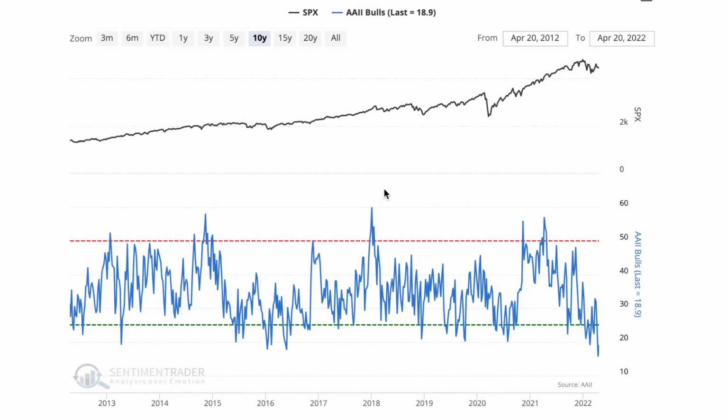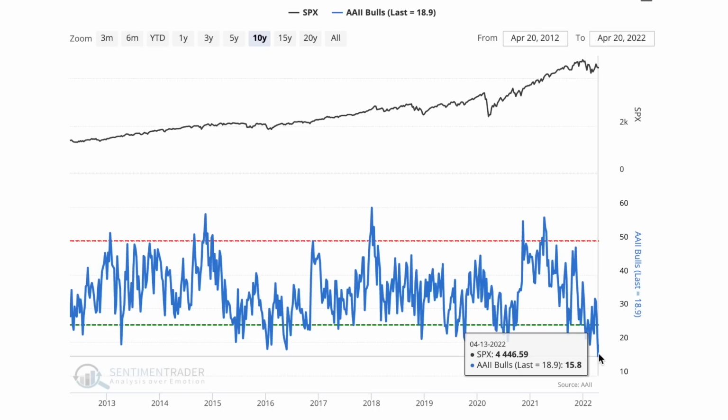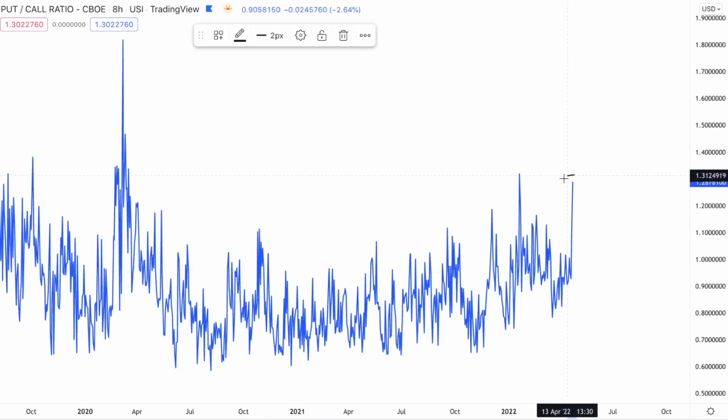People are very concerned about this market. We have some of the lowest sentiment readings in history, with around 15% of market participants being bullish on the market right now. And we have indicators like the equity put-call ratio spiking, highlighting an extreme sense of bearishness in the market right now.